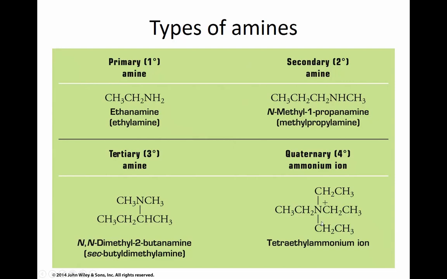We could also have a tetraethylammonium ion, a quaternary ammonium ion, because we have an extra bond to the nitrogen. You notice nitrogen is typically only bonded to 3 things at all times. But if we try to add another carbon chain, we end up getting an ammonium ion of sorts. In this case, this is the tetraethylammonium ion, as you can see right here, and that's a quaternary ammonium ion.